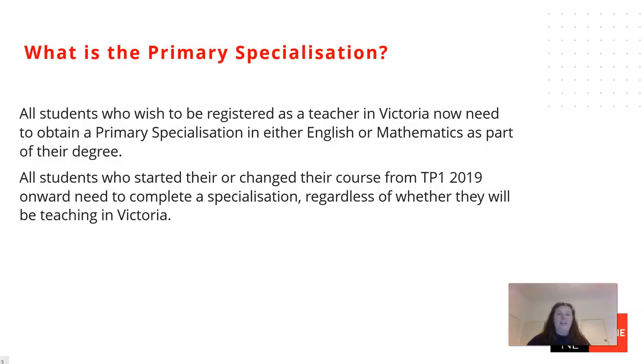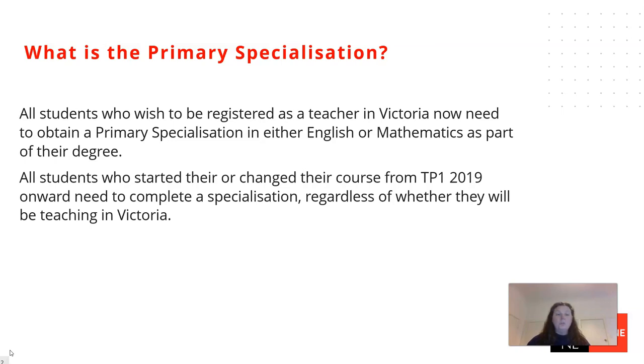So what is a primary specialisation? All students who want to be registered as teachers in Victoria now need to have a primary specialisation in either English or maths as part of their degree. Now, even if you don't live in Victoria and are not intending to teach in Victoria, you'll still need to complete a primary specialisation, because in order to obtain a Swinburne accredited teaching qualification, you do need to complete all of the requirements for registration in Victoria. So because Swinburne is a Victorian university, regardless of where you are studying or planning to teach, you do need to complete these Victorian requirements.